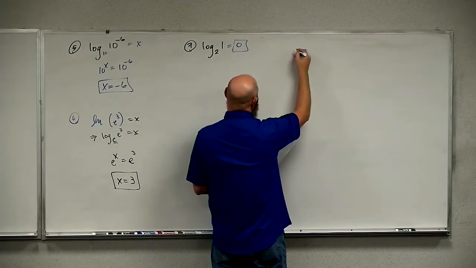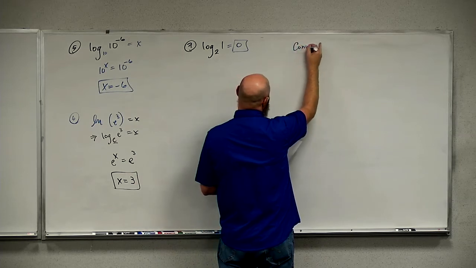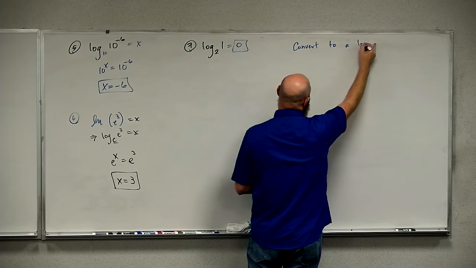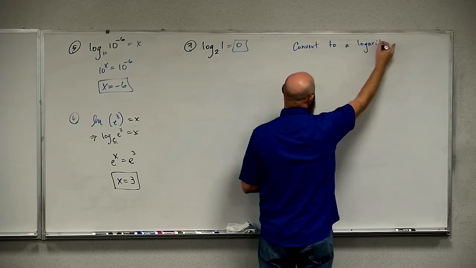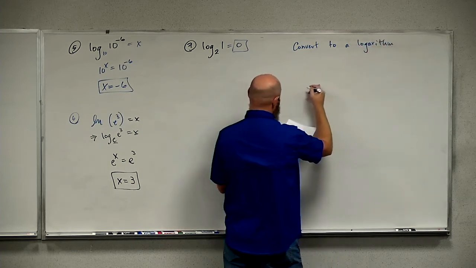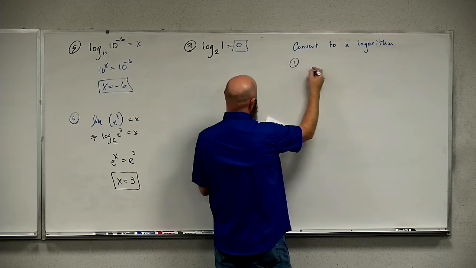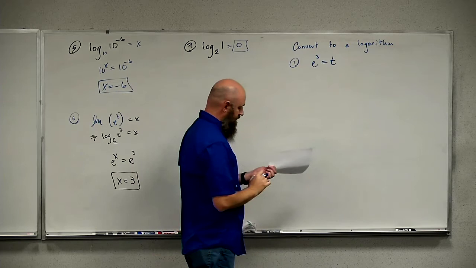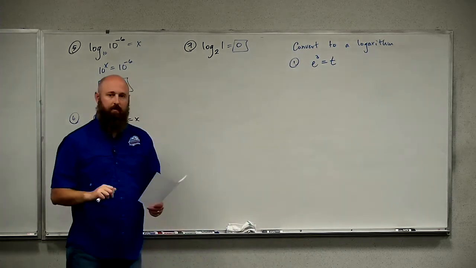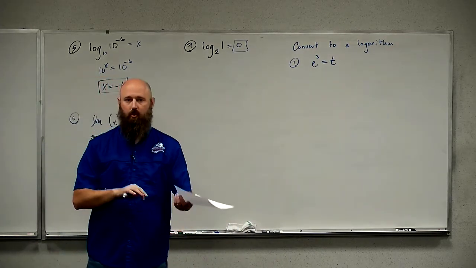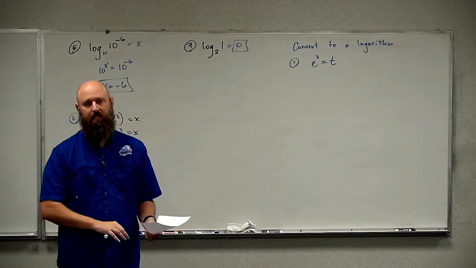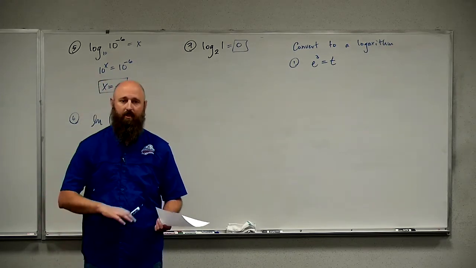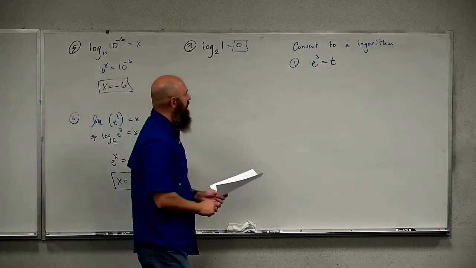All right, last couple things. Convert e to the third equals t to a logarithm. So we do need to be able to go back and forth from exponential to logarithm, logarithm to exponential. And so we want to be able to do that. So we're going to have to do that throughout the rest of this unit.